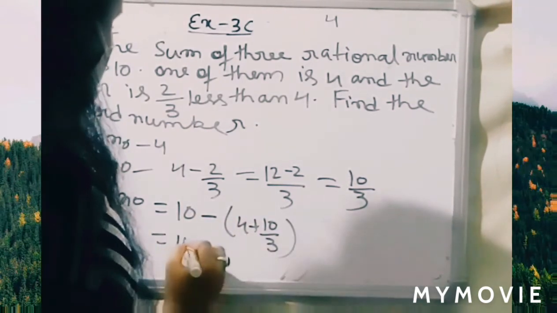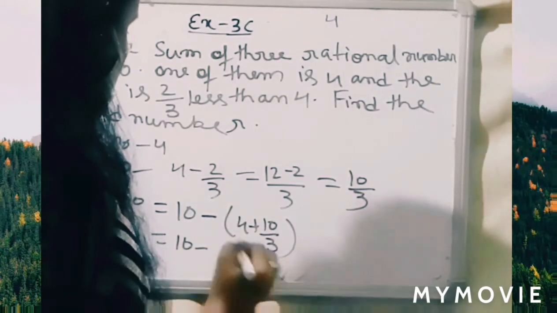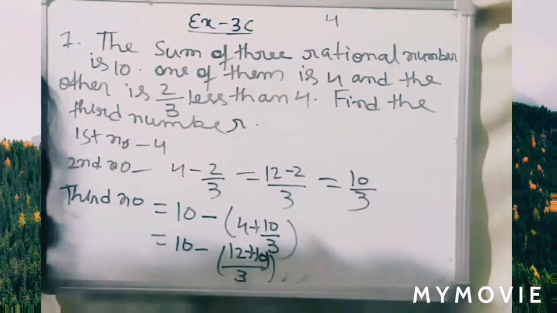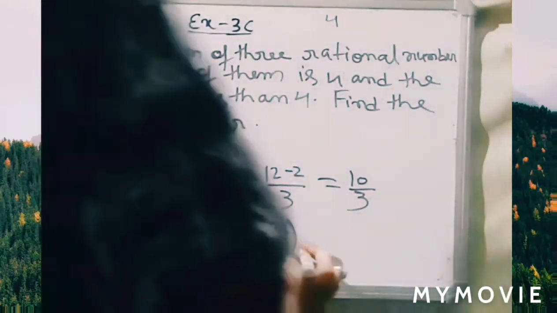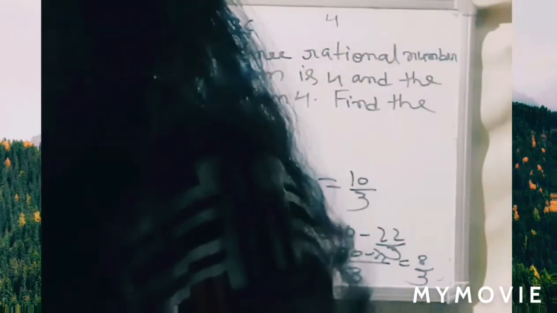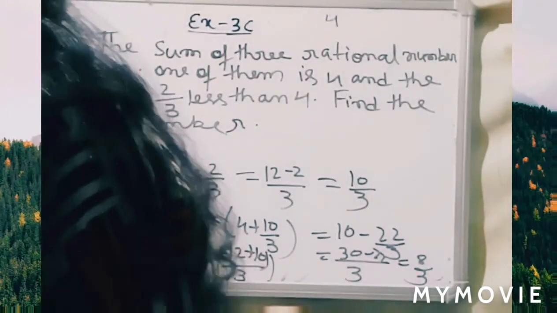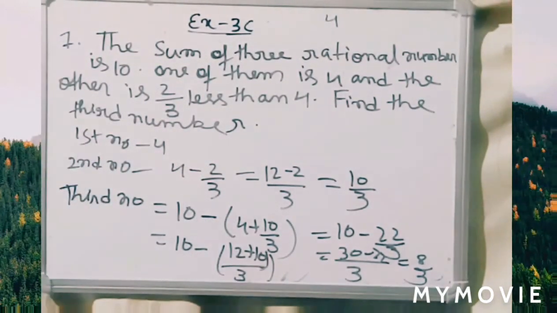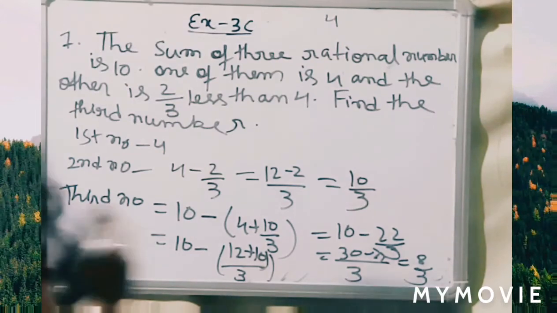Now your LCM will be 3. 4 threes are 12. 12 plus 10 is 22, so 22 by 3. 10 minus 22 by 3, your LCM will be 3. 30 minus 22 is how much? 8 by 3. Now you add, to check whether by adding this we are getting the number 10. You see, we are getting 10 or not. 8 by 3 plus 10 by 3.